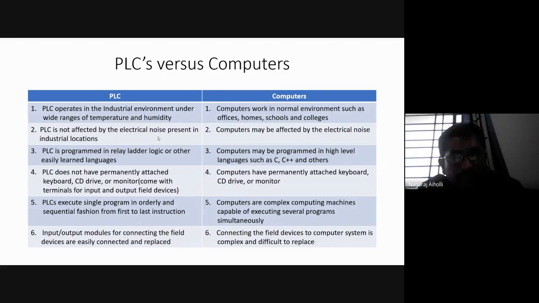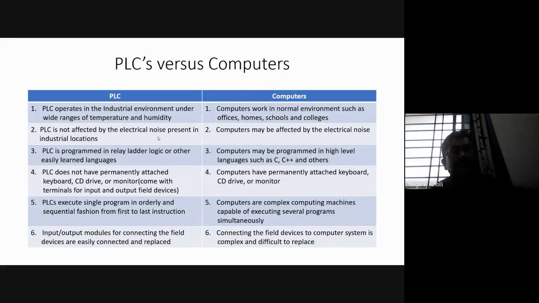Then input output modules for connecting the field devices. If you want to connect field devices to the input and output modules, it can be done easily with the PLCs. And even the field devices that you connect to the input output modules can be replaced. That replacement is possible with the PLCs. But with the computers, it is very difficult to connect the field devices to the input and output sections of the computer, and it is also difficult to replace them. Connecting the field devices to a computer system is complex and it is difficult to replace.